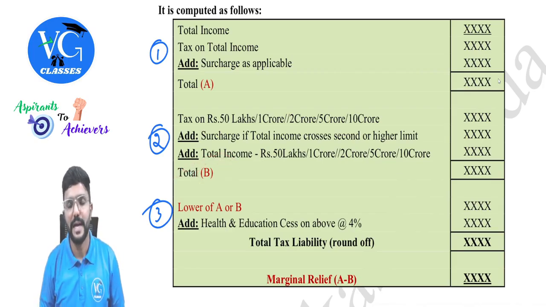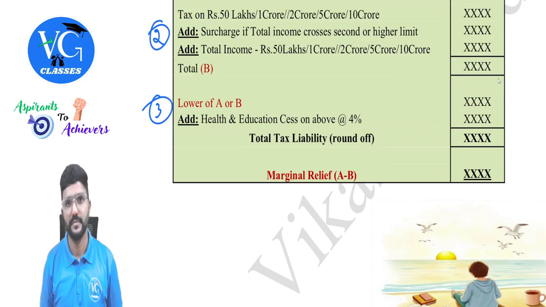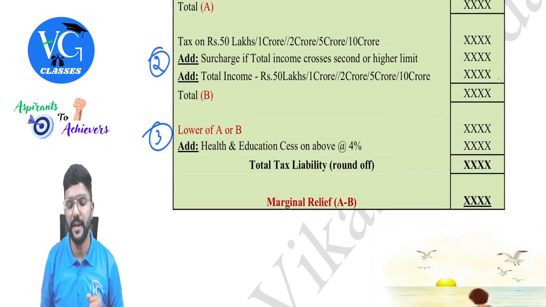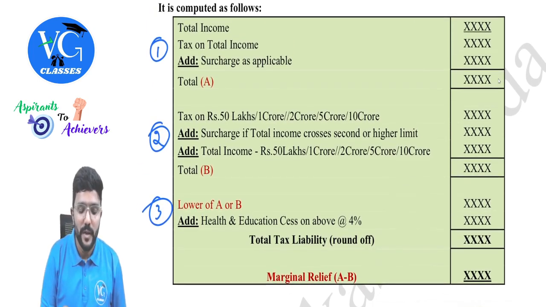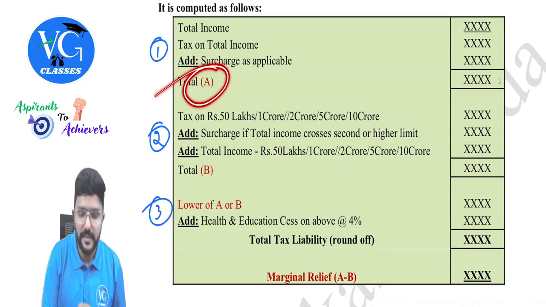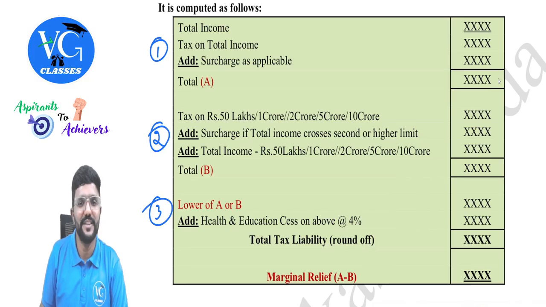If B is lower, the assessee will get a marginal relief to the extent of the difference between A and B. Sir, what if A is lower? If A is lower, which is our normal calculation, there is no relief.